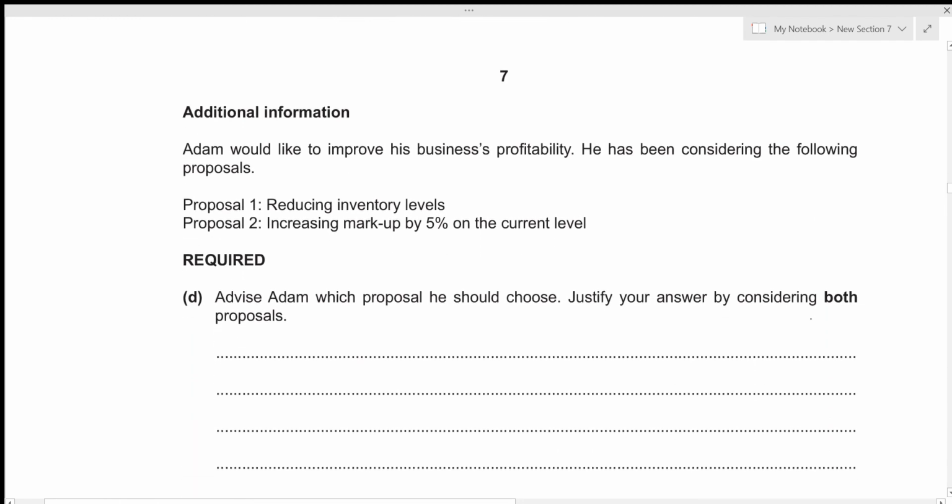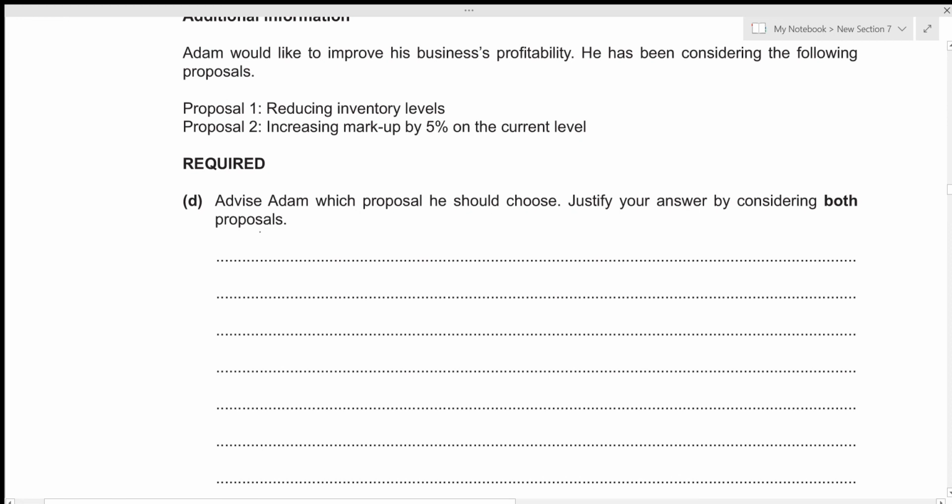We're given additional information. Adam would like to improve his business's profitability, and he has been considering the following proposals. So the first proposal is to reduce inventory levels. Second proposal is to increase the markup by 5% on the current level. Advise Adam which proposal he should choose. We need to justify our answer by considering both proposals. All right, so let's first consider proposal 1.